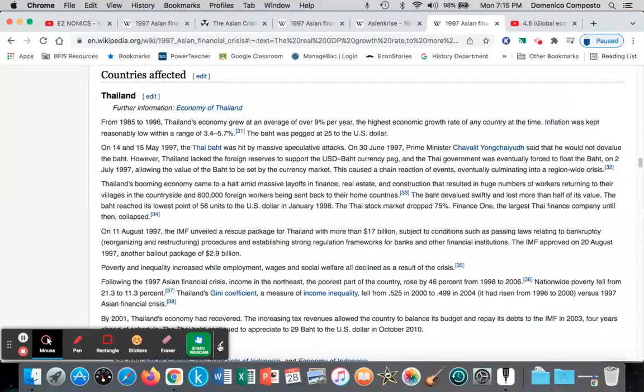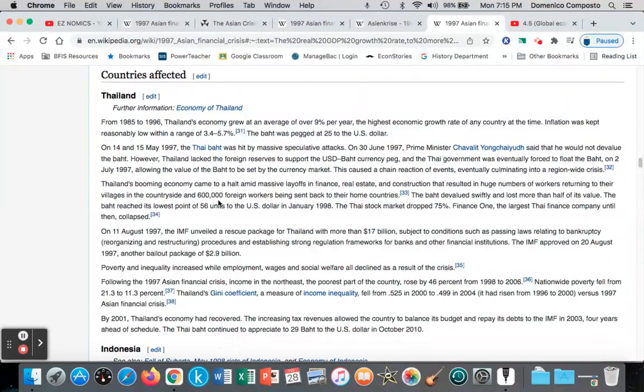This Wikipedia page on the 1997 Asian financial crisis highlights some of these macroeconomic indicators as a result of the depreciation in the Thai baht. So, for example, Thailand's booming economy came to a halt in the aftermath of the 1997 Asian financial crisis, leading to massive layoffs. So we see rising unemployment in the finance, real estate, and construction sectors. Migration of workers going back into the countryside looking for work.